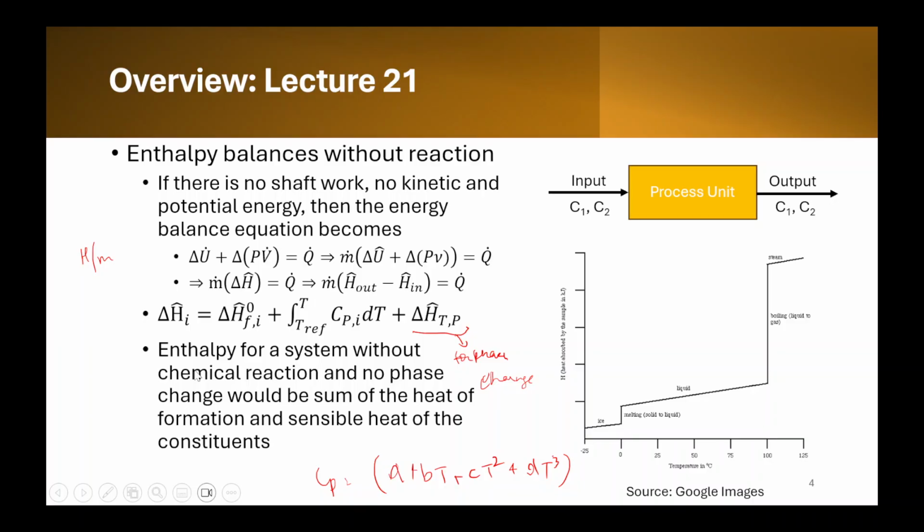So, enthalpy for a system without chemical reaction and no phase change would be the sum of the heat of formation and the sensible heat of the constituents. So, if there is no chemical reaction and there is no phase change as well, then only the sum of the heat of formation and the sensible heat. That's it.